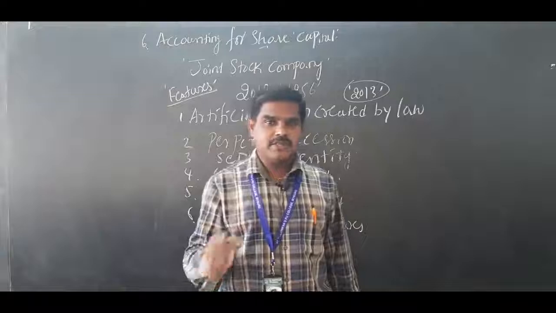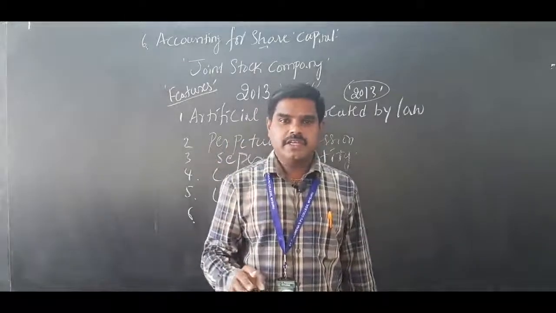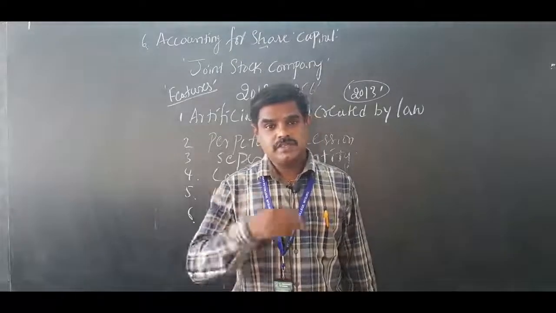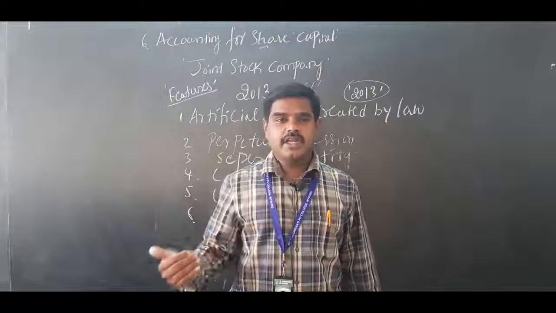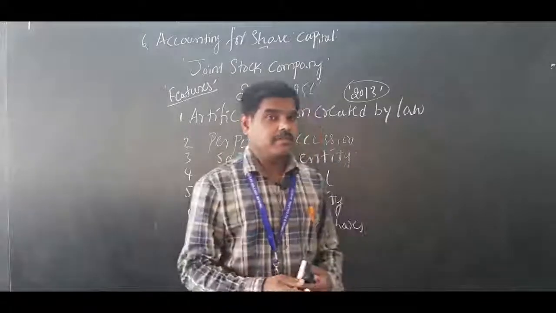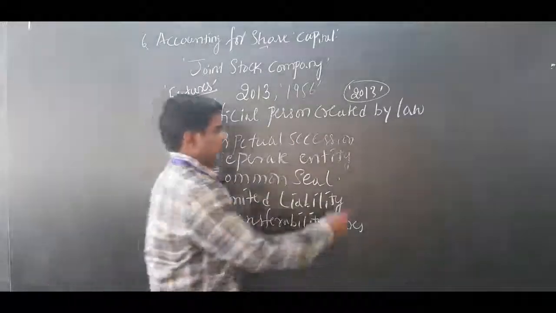Similarly, even in partnership, if any of the partners expires, becomes insane, becomes insolvent, or is involved in a criminal case, automatically the partnership firm business may come to an end. But in a joint stock company, it is not like that.